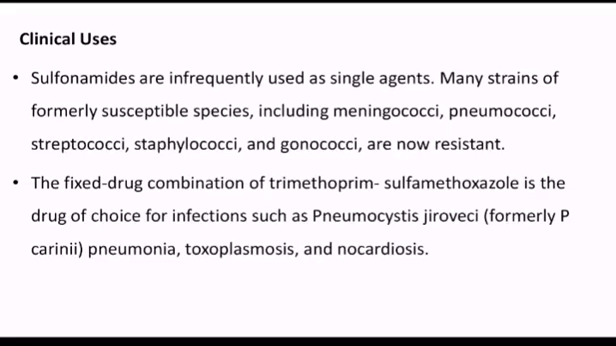When we come to clinical uses of sulfonamides used as single agents, many strains of formerly susceptible species, including meningococci, pneumococci, streptococci, staphylococci, and gonococci, are now resistant. But the fixed drug combination of trimethoprim-sulfamethoxazole is the drug of choice for infections such as Pneumocystis jirovecii, formerly called Pneumocystis carinii, which causes pneumonia. The fixed combination is also useful for toxoplasmosis and for nocardiosis.